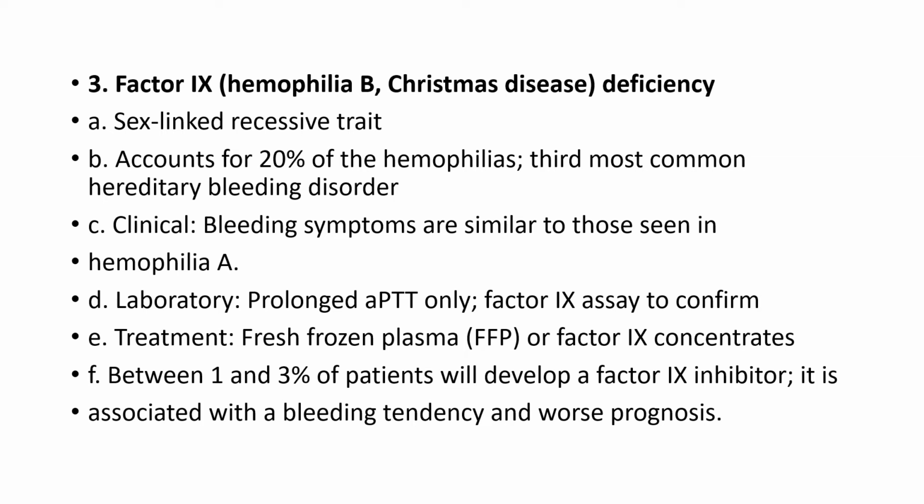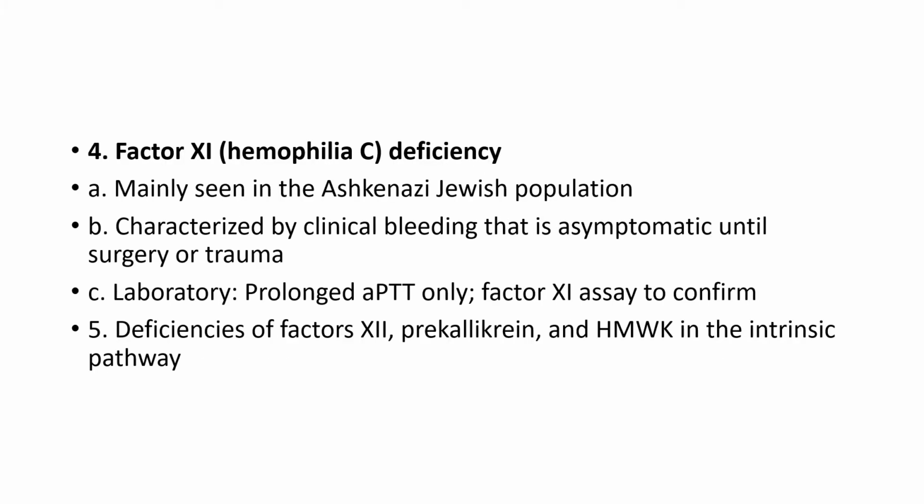Between 1 to 3% of the patients may develop an inhibitor against this clotting factor, and this can lead to further bleeding tendency or worse prognosis. Factor 11, hemophilia type C. So this is another deficiency. This is found in Ashkenazi Jews and characterized by clinical bleeding, asymptomatic until surgery or trauma.